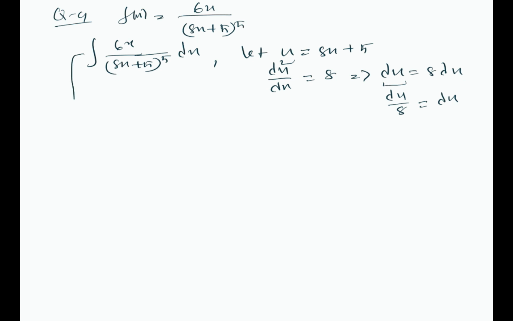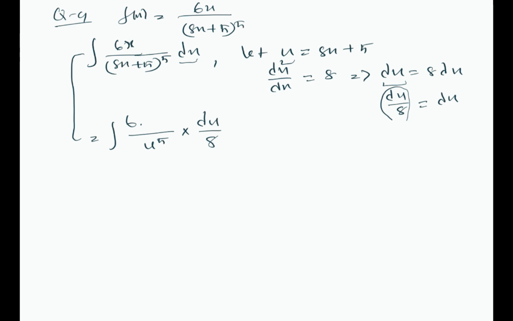Using these two things we can write the integral of, in the denominator we have 8x plus 5, actually u, so u to the power 5, and dx. In place of dx, what we have? We have du over 8, right? But we don't have 6x. So let's say we have 6, we can put 6, no problem, but we don't know x.